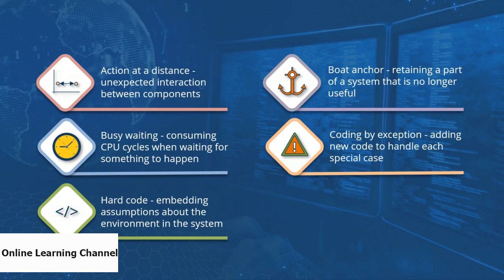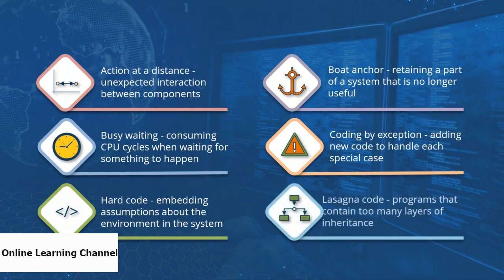Now, if you're programming using an object oriented language such as Java, it's common to use inheritance to solve for many design cases. Now, that's where you might run into the lasagna code anti pattern. This is where your program contains so many layers of inheritance that changing one layer is impossible without changing all of the other layers.